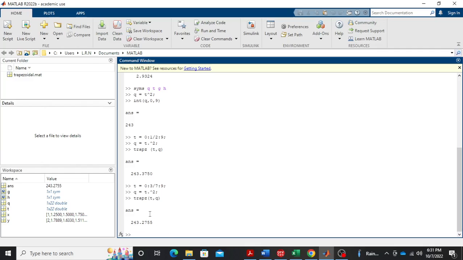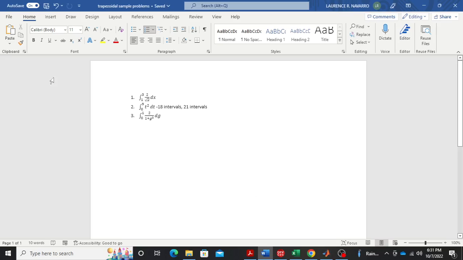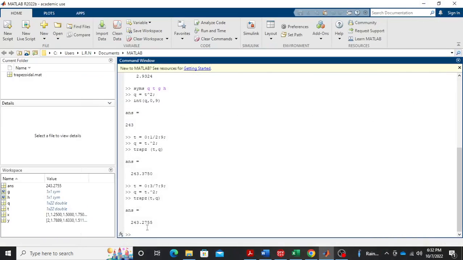As we can see, the greater the number of intervals, the closer the answer of the trapezoidal method is compared to the answer obtained from conventional integration. So, the last problem for the trapezoidal method: we have the integral of 2 over 1 plus g squared with limits from 0 to 1. First again, we will solve it using conventional integration.